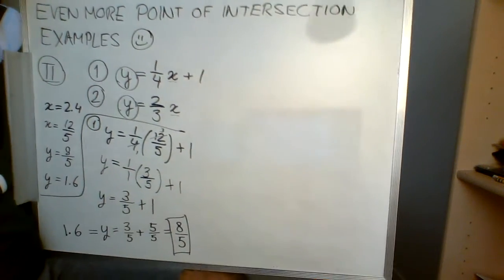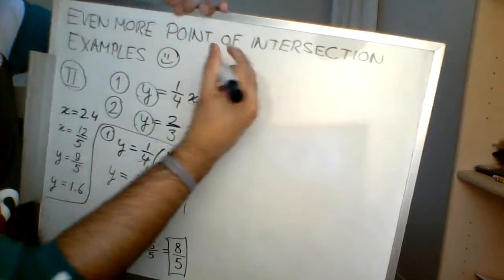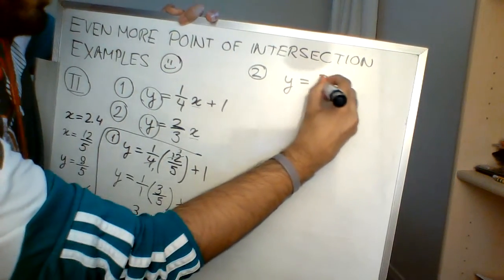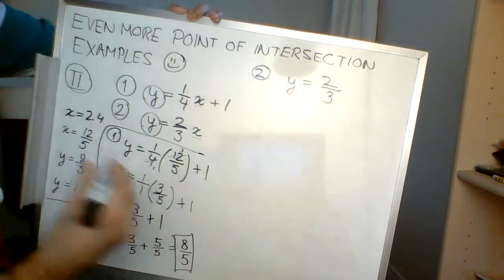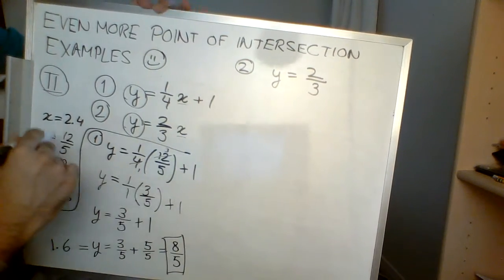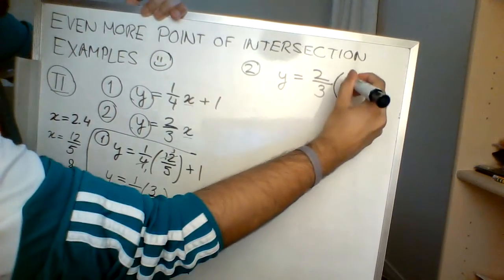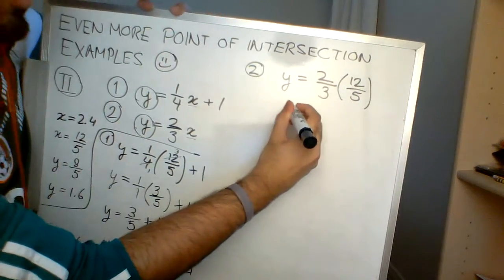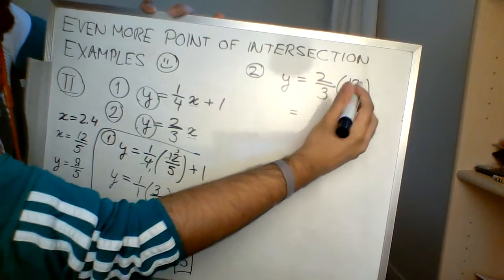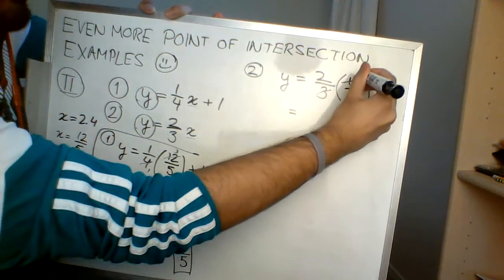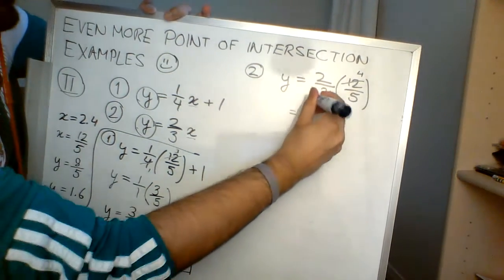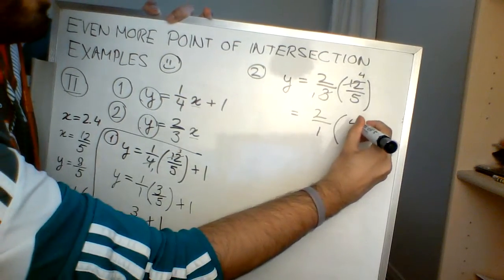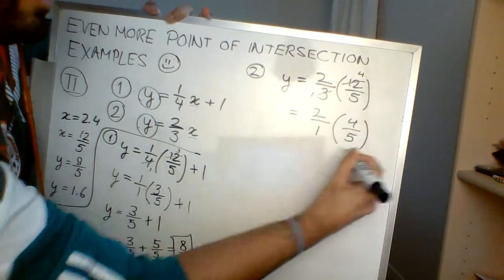Great. Okay, so plugging it into the second equation, we have y is equal to 2/3 x. I'm going to sub in 12 over 5 in place of x. So now if we do that, well, the 3 and the 12, those will cancel. We'll be left with a 4 on top and a 1 on the bottom. So then we have 2 over 1 times 4 over 5.